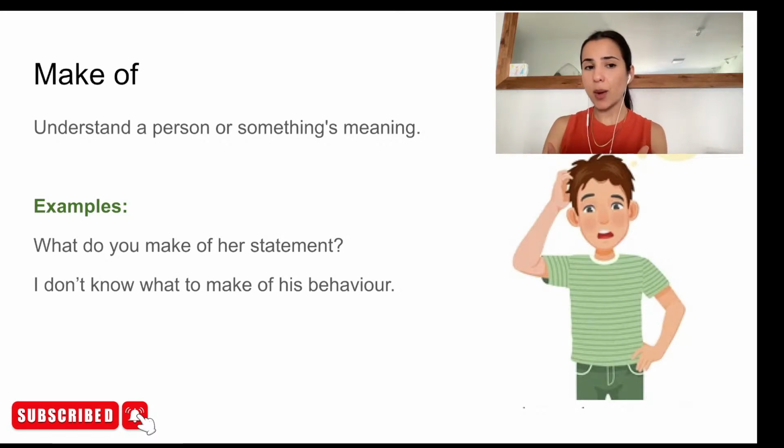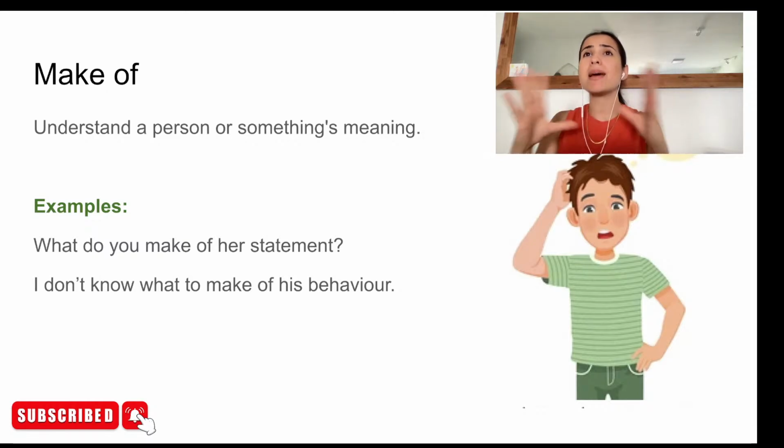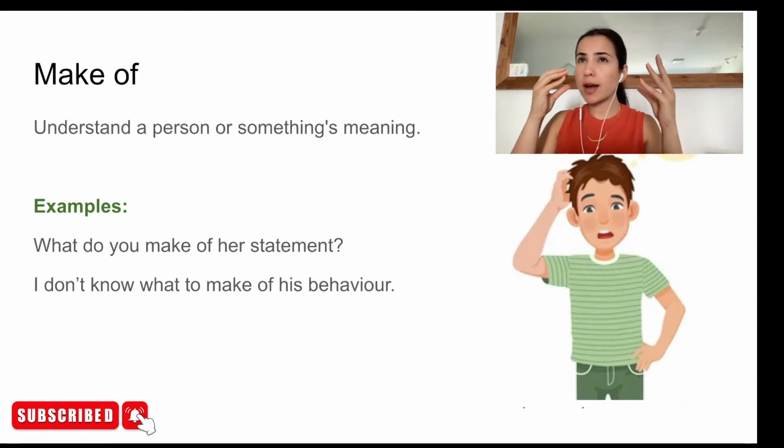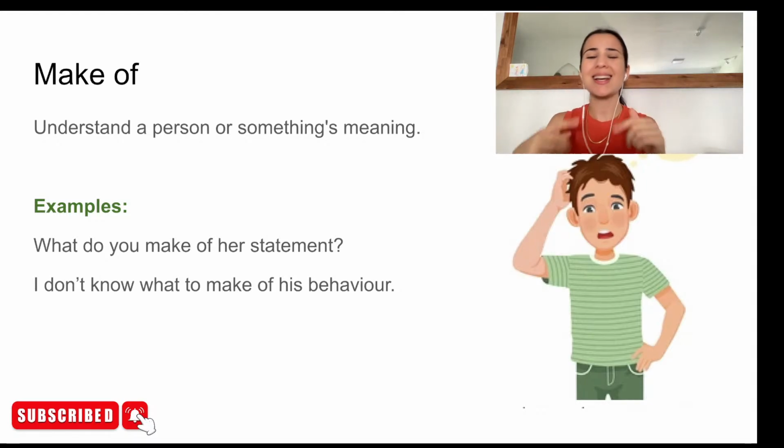In the negative way, you would use it like this. I don't know what to make of his behavior. So in other words, it means I don't understand how he's acting, or I don't know how to react to his behavior. I don't know what to make of it. I don't understand it. I can't really figure out, another phrasal verb, figure out. I can't really understand what he means by it. Okay?